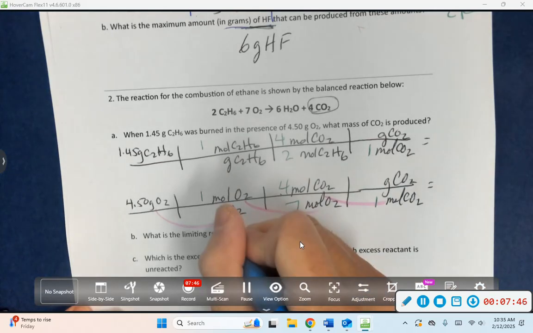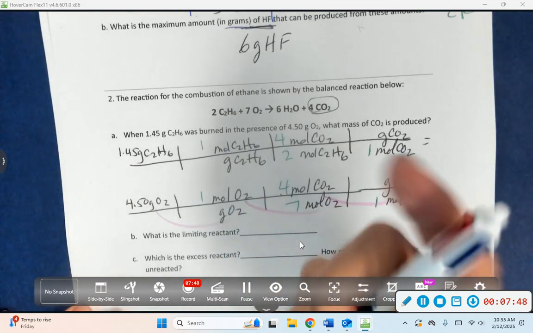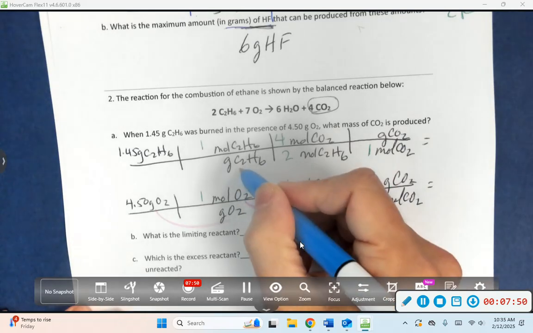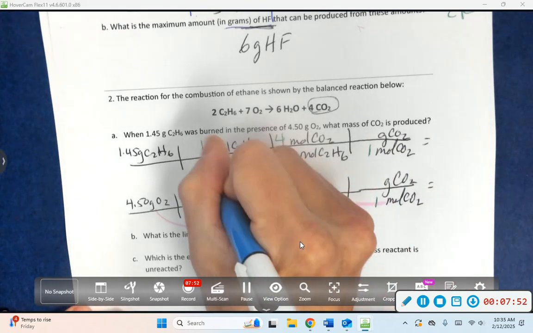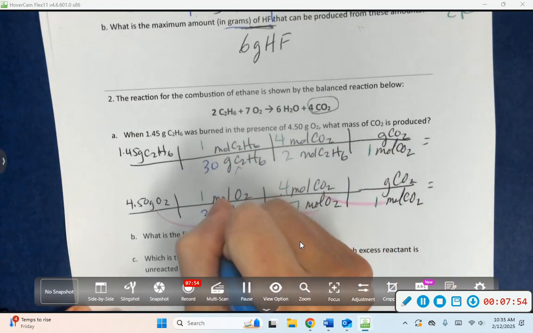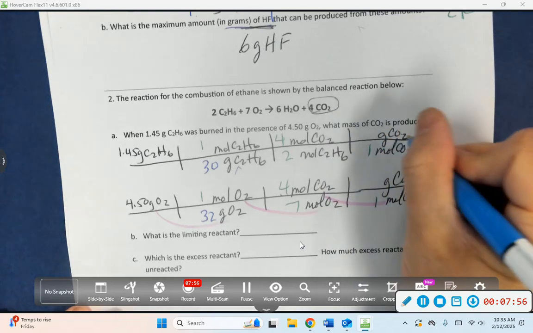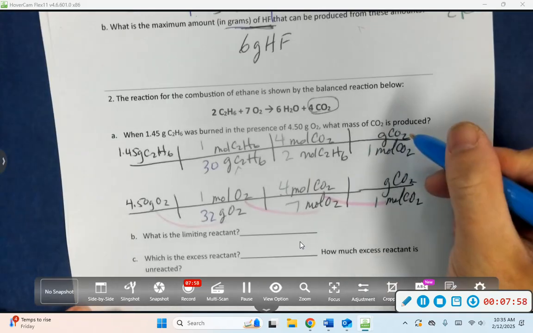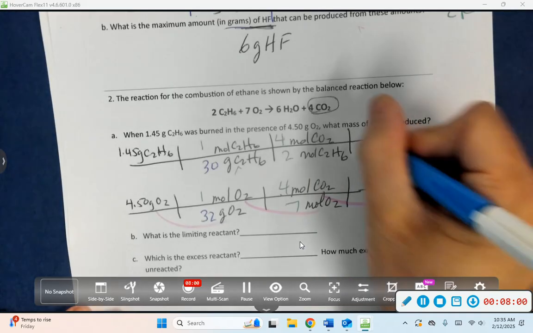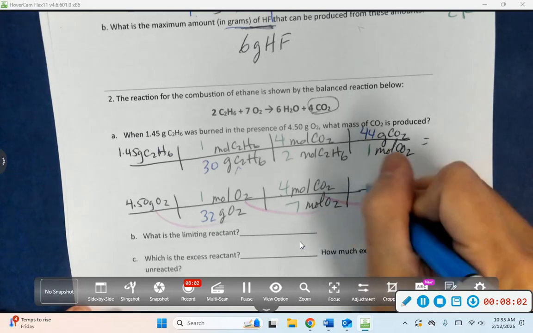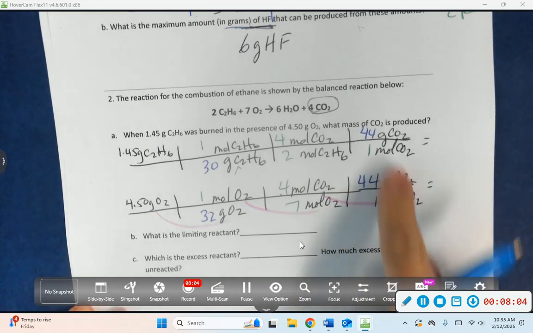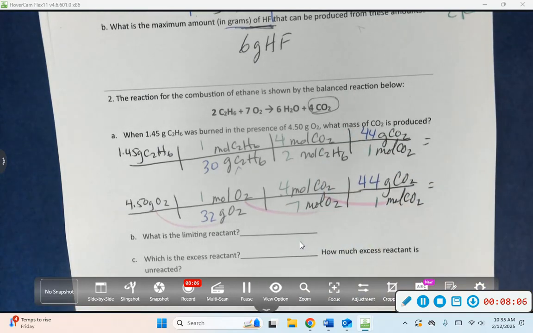Okay, now I get the grams. The mass of C2H6 is 24 plus 6, that's 30. Mass of O2 is 32. We're just filling in these tables. CO2 is 32 plus 12, that's 44. Same thing here. The last 2 steps are the same. Just copy this part. Okay, the last grid here.